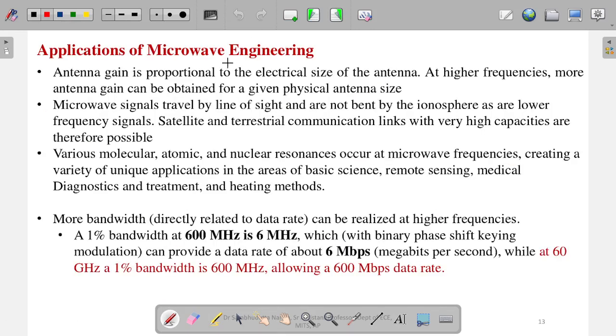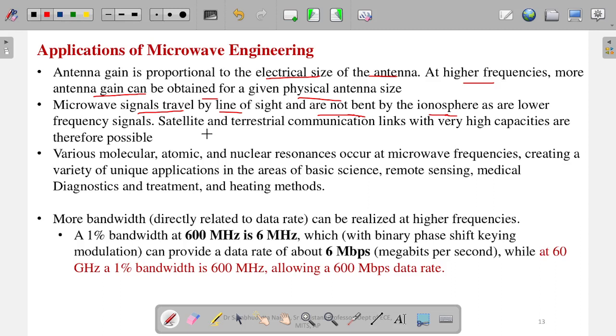Now we'll see what the different applications are. We have already discussed some applications in brief, and we will discuss the applications at length. Antenna gain is proportional to the electrical size of the antenna. At higher frequencies, more antenna gain can be obtained for a given physical antenna size. So this is one of the reasons why higher frequency microwave engineering is used. Microwave signals travel by line of sight and are not bent by the ionosphere as lower frequency signals are.